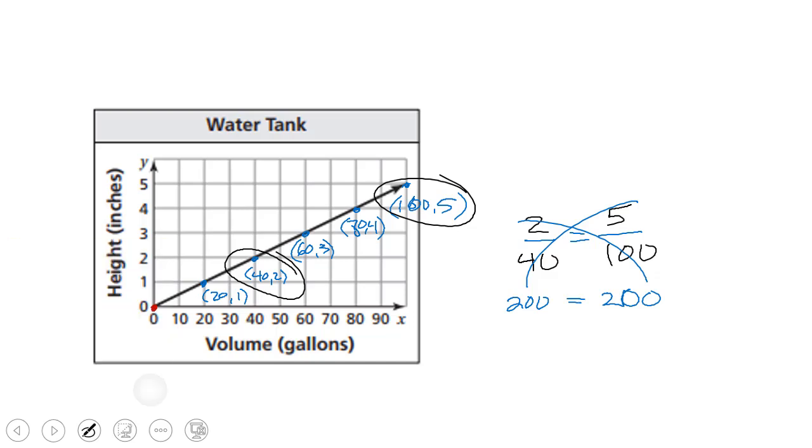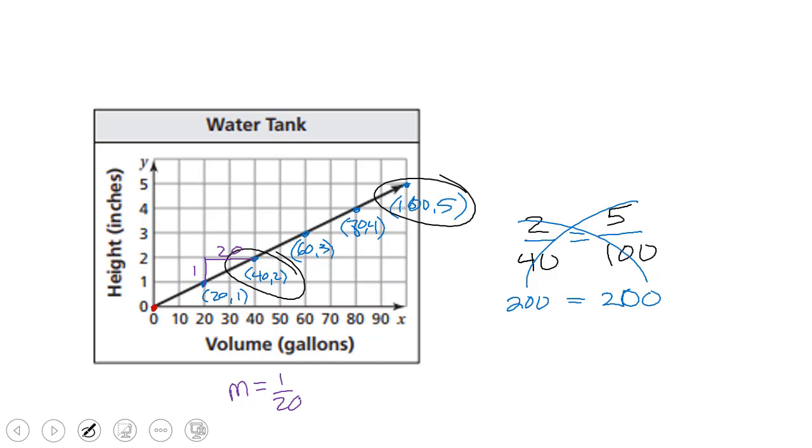So we're going to go right here. I'm going to use the purple this time, and I'm going to go up from 1 to 2 and then over from 20 to 40. So I'm going up 1 and I'm going over 20. So the slope of this line is 1 to 20.